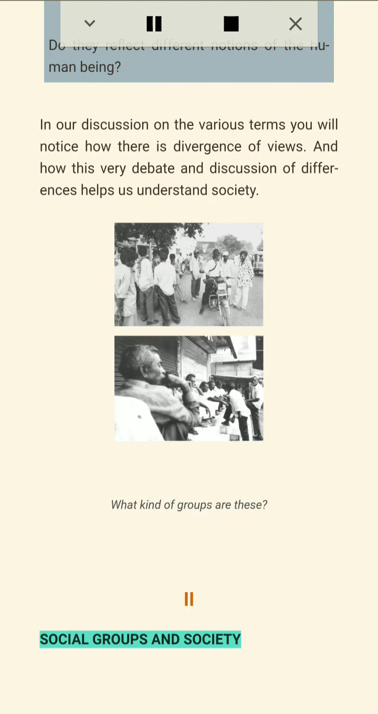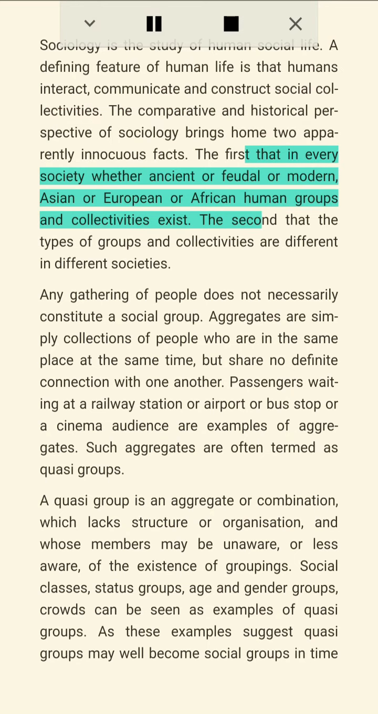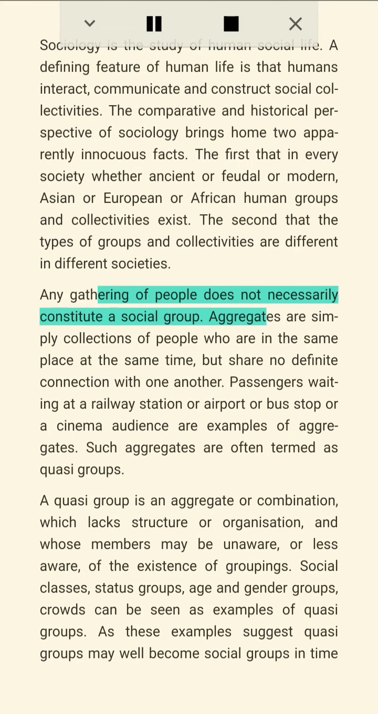2. Social groups in society. Sociology is the study of human social life. A defining feature of human life is that humans interact, communicate, and construct social collectivities. The comparative and historical perspective of sociology brings home two apparently innocuous facts. The first, that in every society, whether ancient or feudal or modern, Asian or European or African, human groups and collectivities exist. The second, that the types of groups and collectivities are different in different societies.